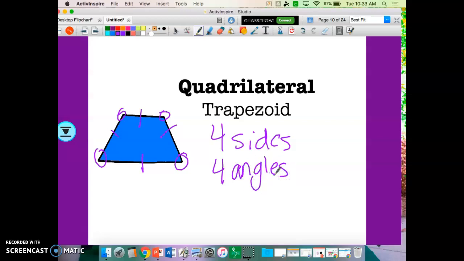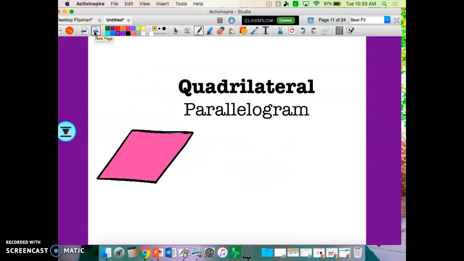I like to remind the kids that the trapezoid, to me, kind of reminds me of a triangle that just lost its top. Maybe it didn't fit through the door and we just cut the top off. The next one is a parallelogram. And again, it's a quadrilateral, so it has 4 sides and 4 angles.